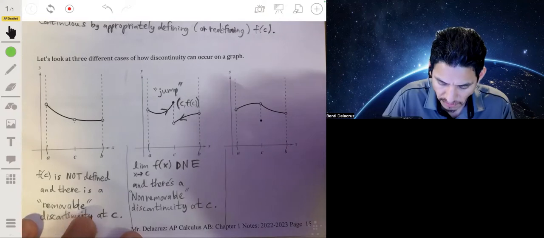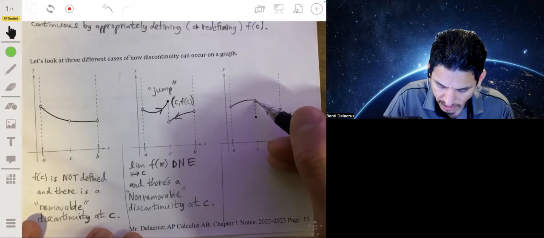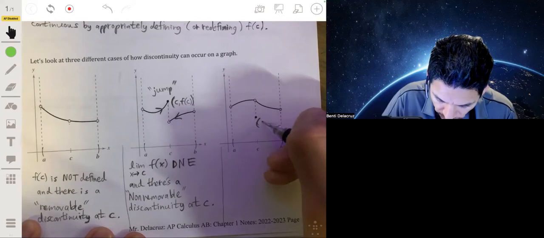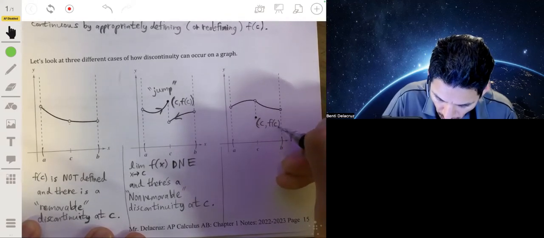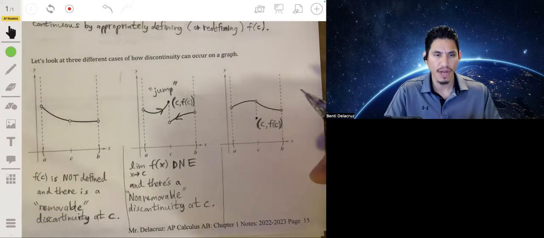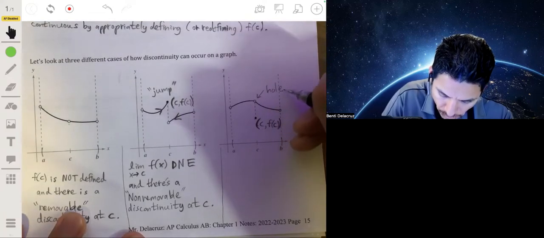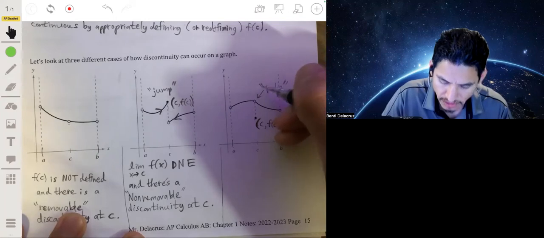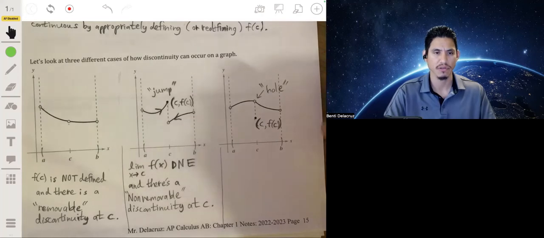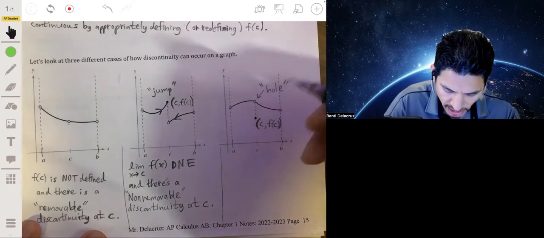Okay, now the last one. Here we have a graph that has a hole at c, but then there's a point defined here. So this point is defined, c, f of c. So the graph is discontinuous. We have a hole in the graph, or you could say a gap. I like to say hole. It's easier for me to remember because it reminds me of an open circle.